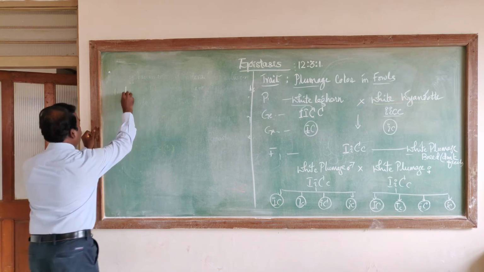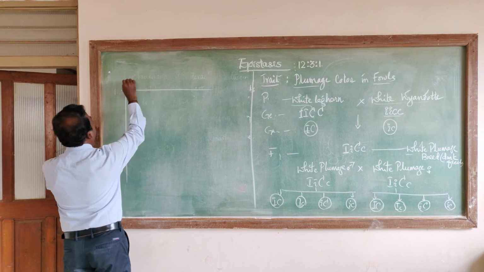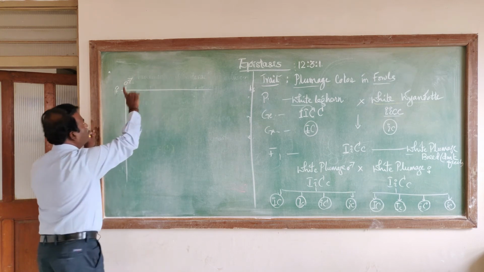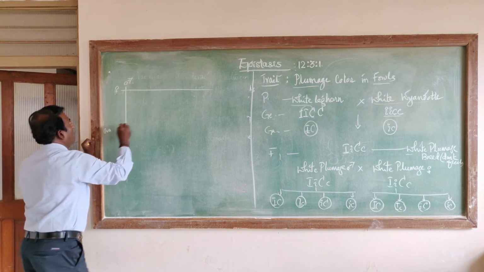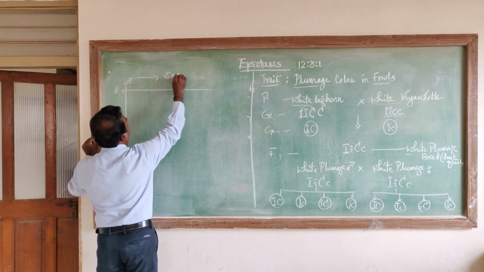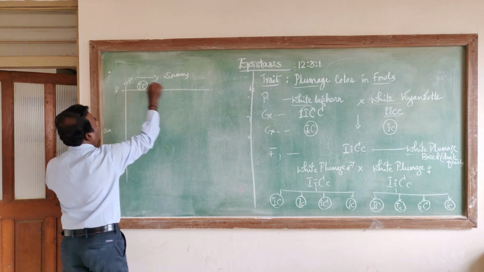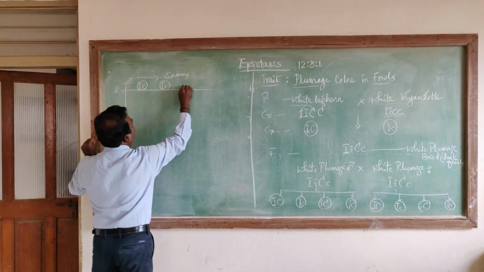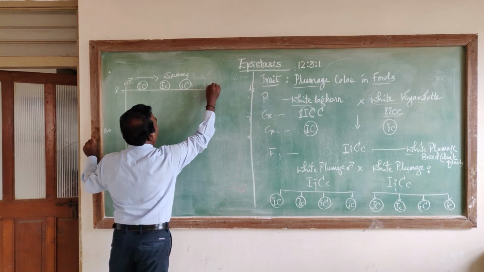So here I do like this. On this side I write male, meaning male gametes, sperms, and on this side female gametes, I write ova. First allelic combination is capital I, capital C, second is capital I, small c, third is small i, capital C, and fourth is small i, small c.